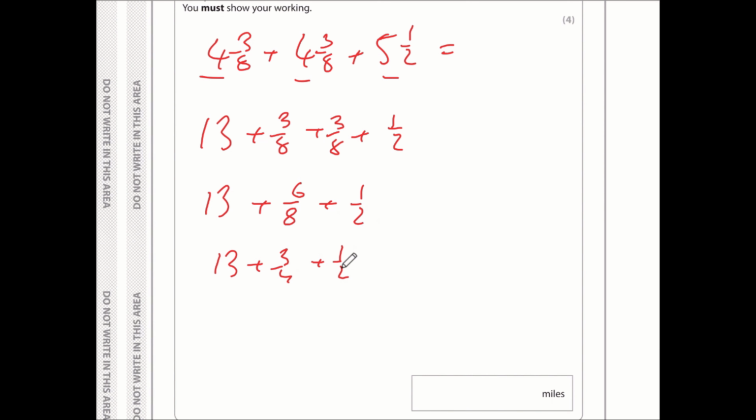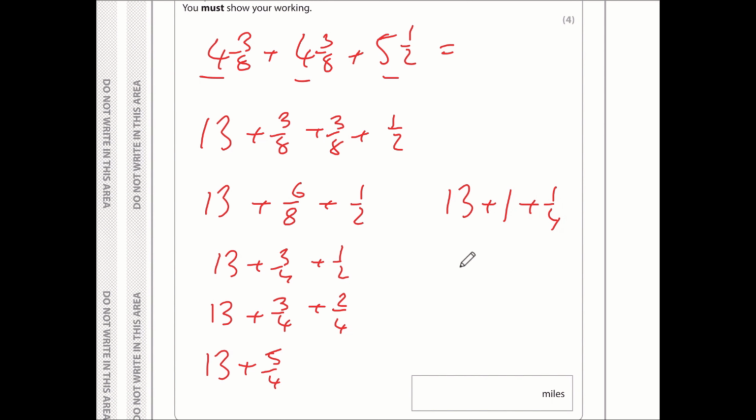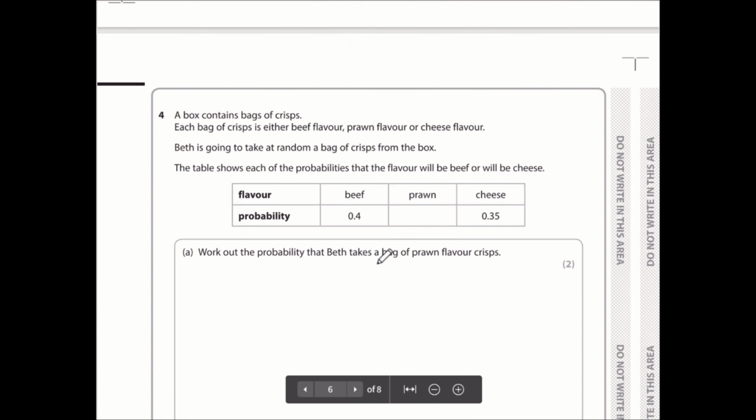Now 6/8 is 3/4. Now how do I add 3/4 and a half? Well, I can turn a half into quarters, because 1/2 is 2/4. 3/4 plus 2/4 is 5/4, so 13 plus 5 over 4. 5/4 is the same as 1 1/4, so we get 14 1/4, which is our final answer. Probably gone a bit over the top with my workings out there, but I'm sure that will make sense.